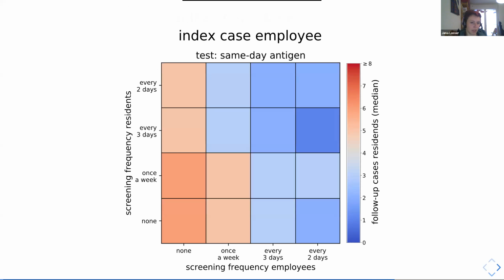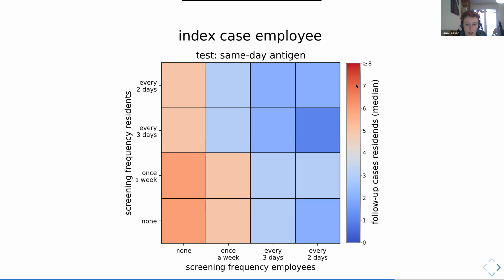The results that we get from these simulations, and that I will talk about in the next couple of slides, all look like this. This is a heat map that shows you the outbreak sizes for different scenarios. On the y-axis, I have a screening frequency of residents. These are the preventive screens. So I will screen all the residents every 2 days, every 3 days, once a week, or never. And on the x-axis, you have the same for employees. I will do a preventive screen of all employees, never, once a week, every 3 days, or every 2 days.